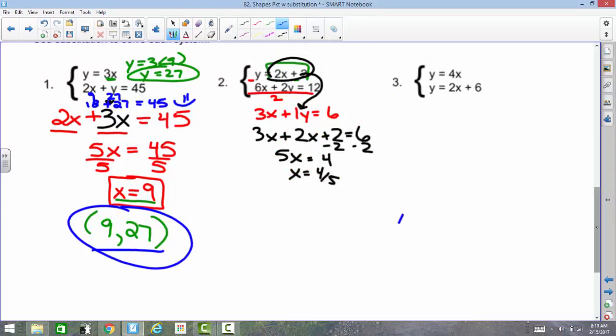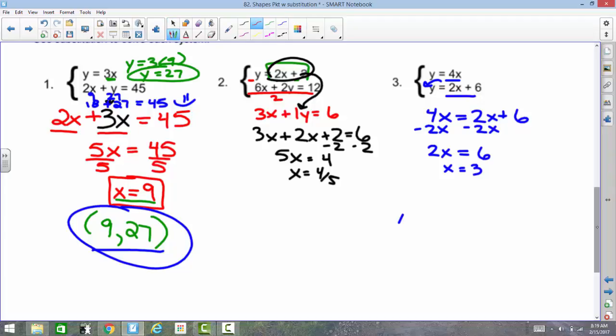You have this y equals 4x and then you have y equals 2x plus 6. So because those both equal y, you can set them equal to each other. It's kind of like substituting the 4x in for that y. So then to solve this, subtract 2x. So 2x equals 6, and then divide by 2, so x equals 3.